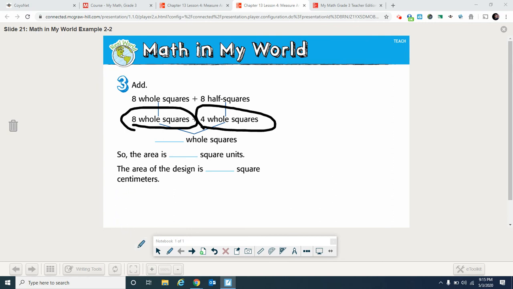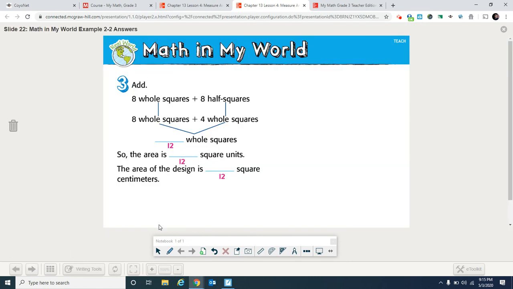So what is the total, by the way? We're going to add 8 and 4. The total is 12 whole square units. So the area of the design is actually 12 square centimeters. Okay, great. So let's move on.